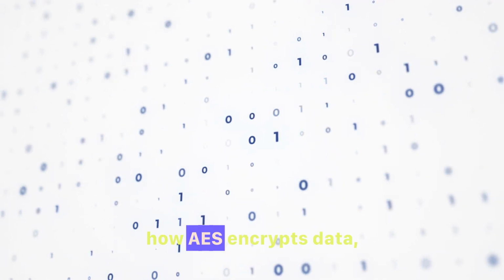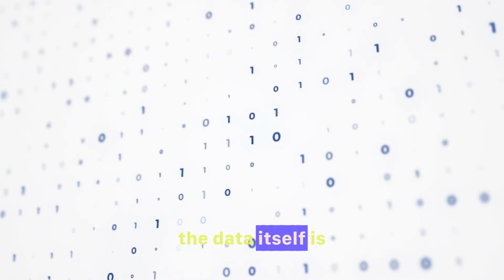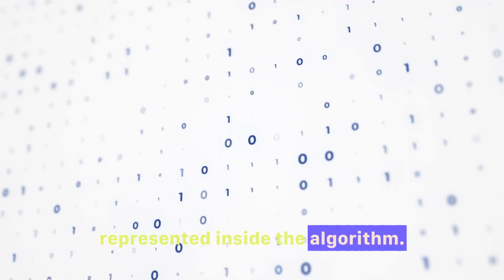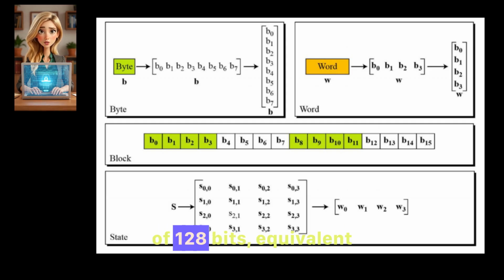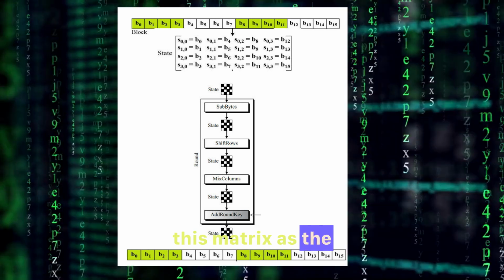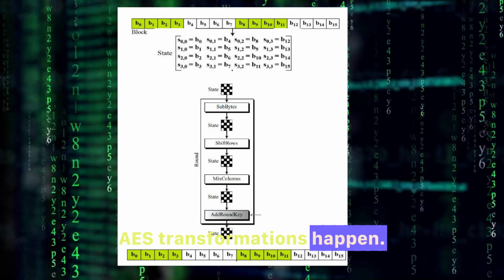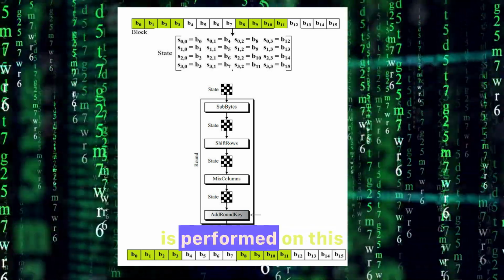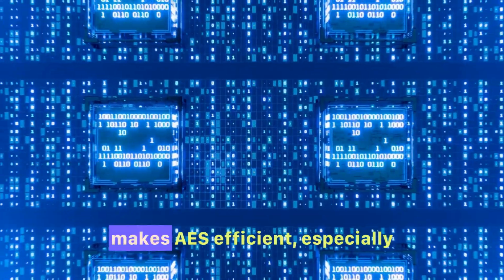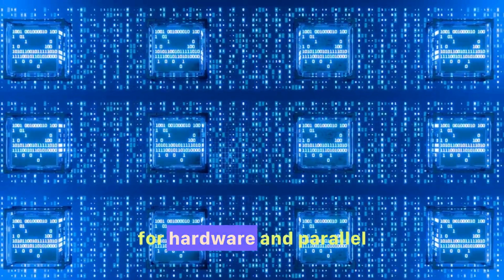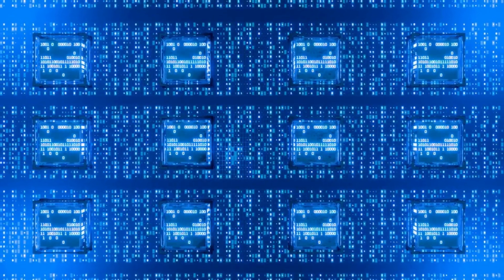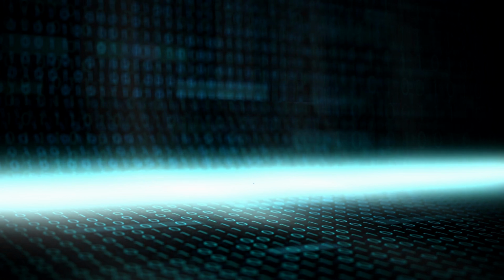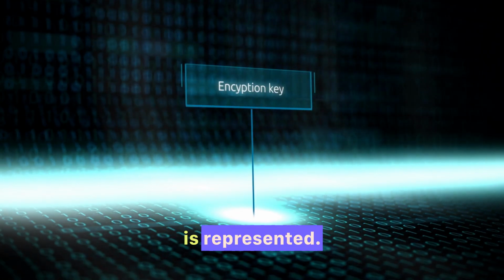Before we go into how AES encrypts data, let's first see how the data itself is represented inside the algorithm. AES works on blocks of 128 bits, equivalent to 16 bytes. These 16 bytes are arranged into a 4x4 grid, which we call the state matrix. You can think of this matrix as the workspace where all the AES transformations happen. Each round of AES is performed on this state. This structure is what makes AES efficient, especially for hardware and parallel processing, since all 16 bytes can be processed simultaneously.